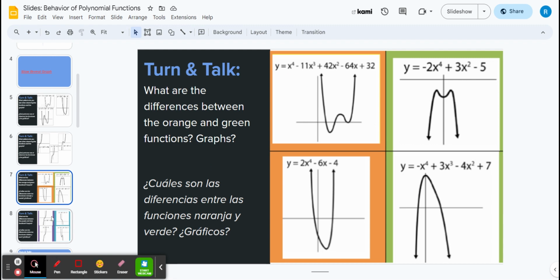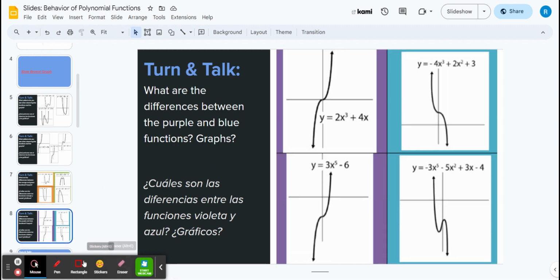Similarly, with our odd degrees, we looked at that where we have the purple over here with positive leading terms and odd degrees, positive leading term, odd degree. And we have our blue group over here, which had a negative leading term and odd degree. And notice the difference in the shape, right? We started low on the left and ended high on the right for our purple graphs, started high and ended low in our blue graphs.